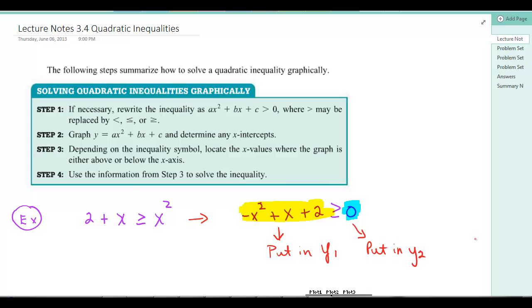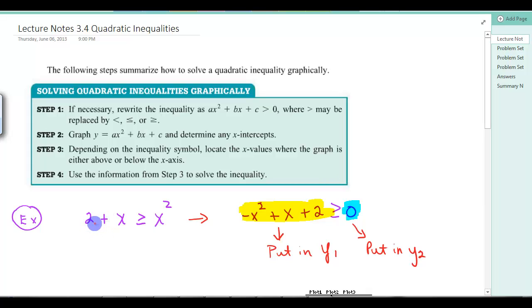So here's some steps. You might need to, in some cases, rewrite so that you have greater than or equal to, or greater than or less than 0, so that 0 is on one side and everything else is on the other side. You're going to graph that and determine any x-intercepts, and then we'll locate the x values where we're either above or below the x-axis, and then we'll solve the inequality. So let's try one of these.